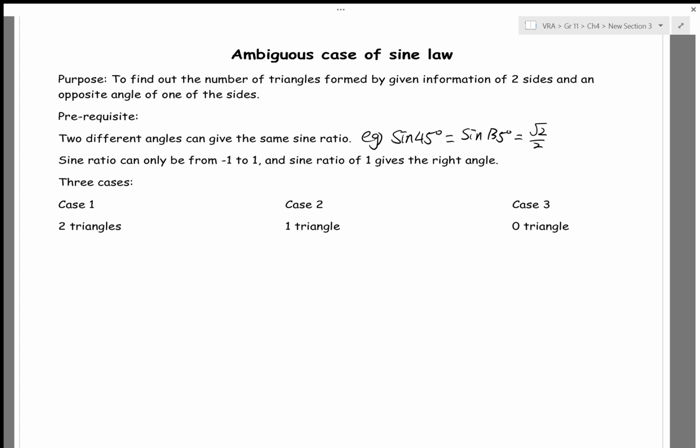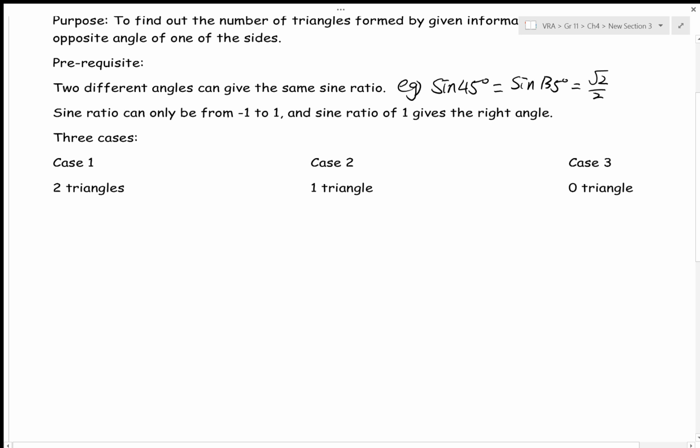Then the sine ratio can only be from -1 to 1. It cannot be -2, it cannot be 3 or 4. It has to be in between -1 and 1, okay? Now, then there are three cases. So the first case is that it forms two triangles.